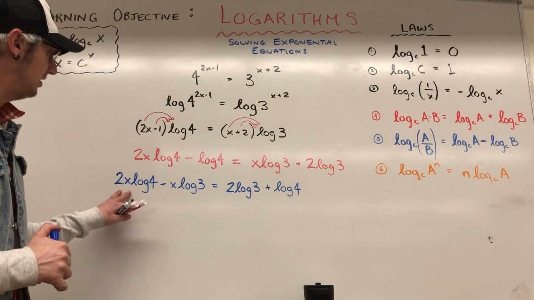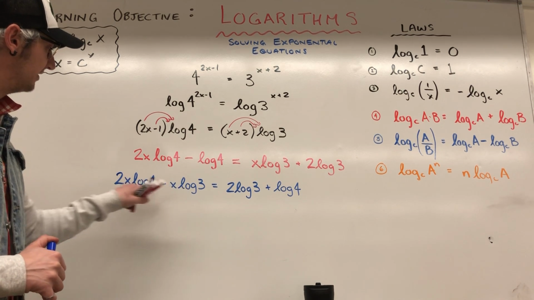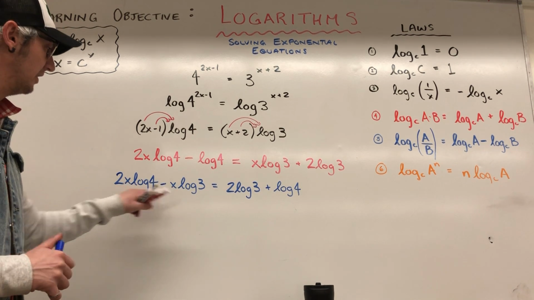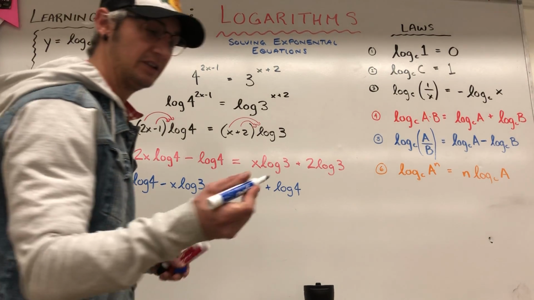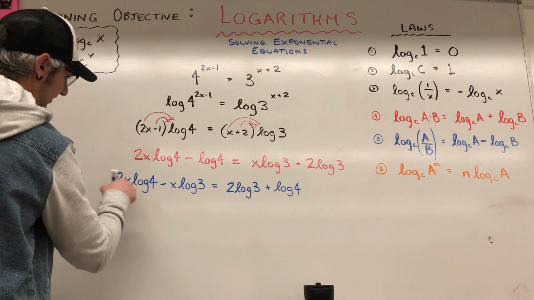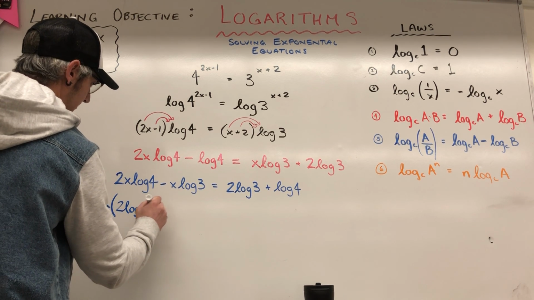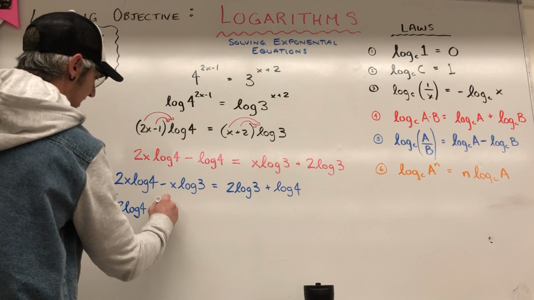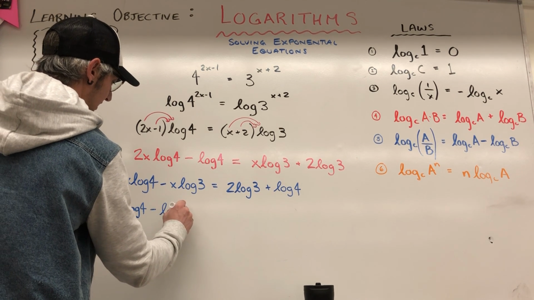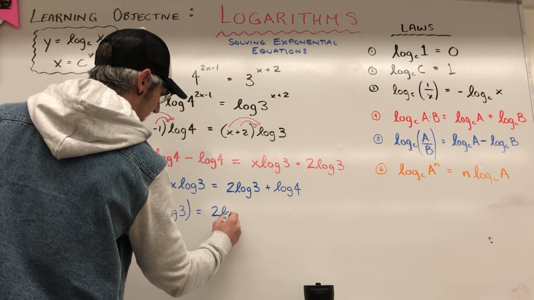Now, what I can do here is I'm going to factor out my x. I have an x in common. It's the only thing I have in common here. So I'm going to use my common factoring to pull out an x. X times 2 log 4 will give me 2x log 4. And then x times a negative log 3 will give me negative x log 3. And that's all going to be equal to this here.